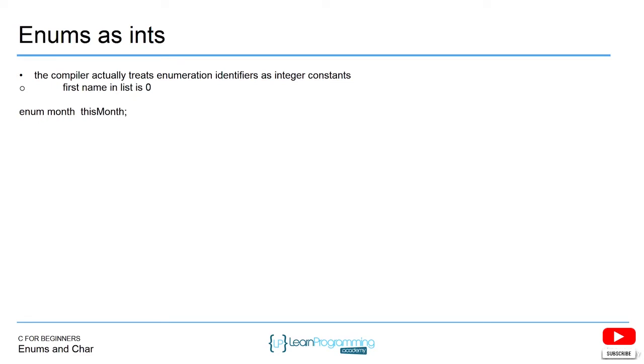So what this means is if we have enum month this month, we created a new variable of type enum month, and then we say this month equals February, this month is actually going to be equal to an integer. But we can still compare it against February. But if you were to print out this month to the console, this month would actually be an integer value corresponding to when it was defined in the list.